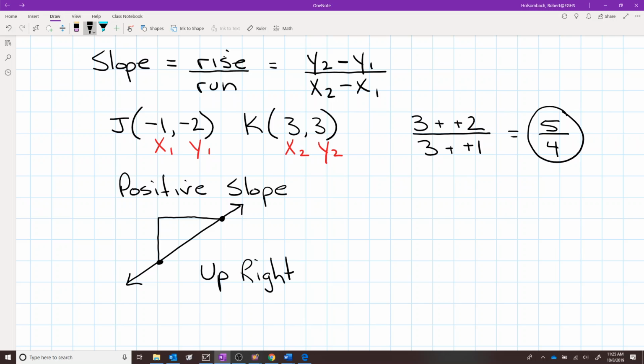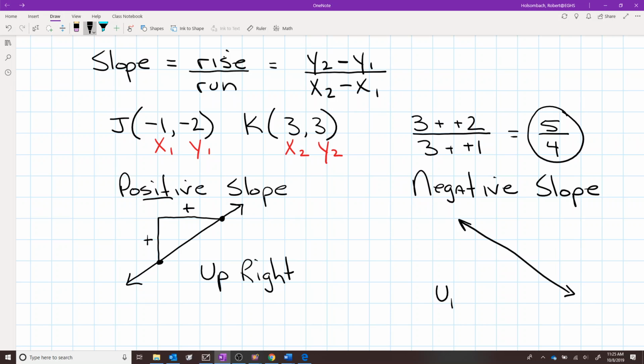And since your rise is positive, and when you run to the right, you're running in a positive direction, a positive divided by a positive gives you a positive slope. Negative slope lines. Negative slope lines always go up and to the left. So they go up and left.